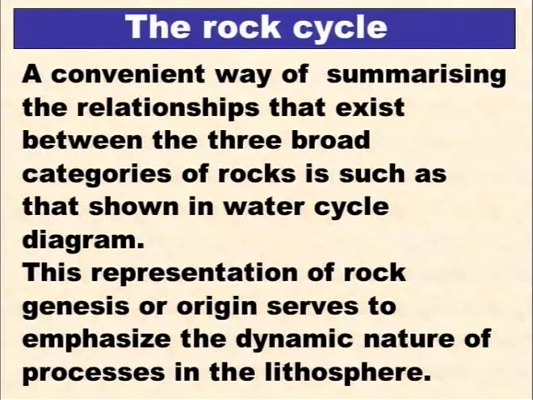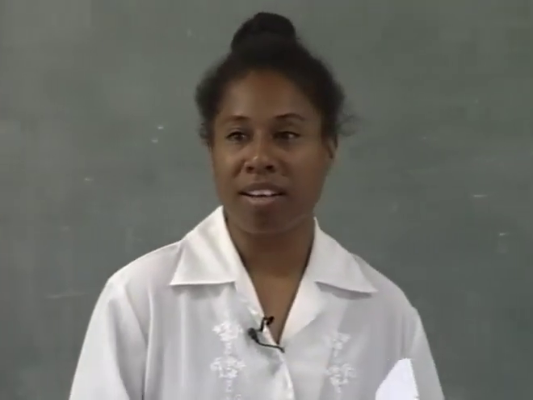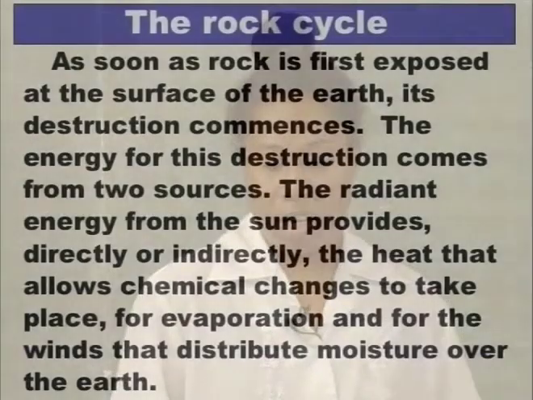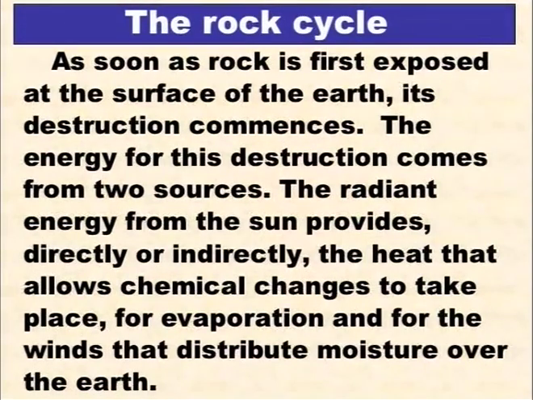So here, that information is basically telling us that to sum up our work on what we have covered on rocks, perhaps we will need to look at the rock cycle, and that rock cycle may serve as a good summary for that particular subtopic. So if we are looking at the rock cycle, what is it going to actually involve? Here it tells us that as soon as a rock is first exposed at the surface, its destruction commences.